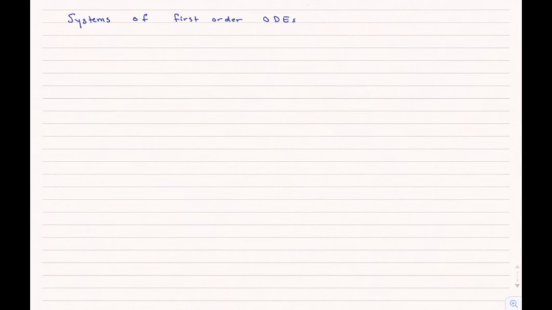Now we're going to talk about systems of first order differential equations. And we're talking about ordinary differential equations. The question is, when would you get a system of first order ODEs? Well, let me give you an example.